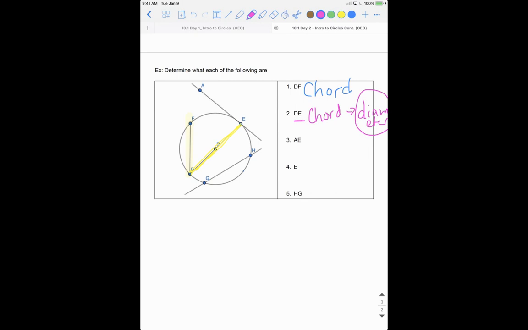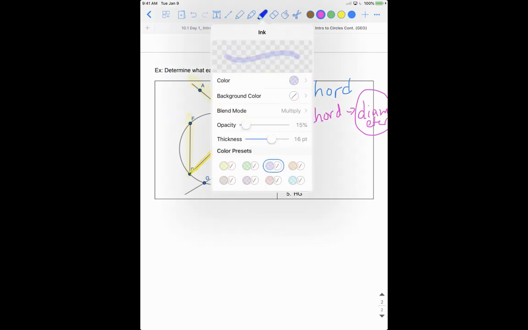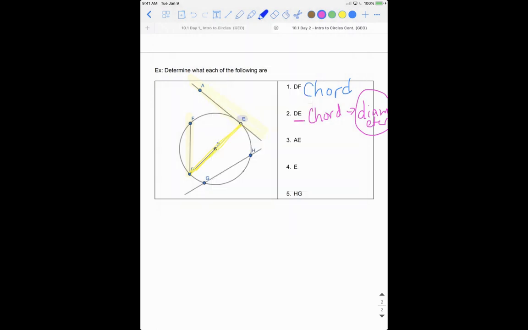All right, let's see what's next. AE. Okay, it's a line. It doesn't have the arrows on the end, but we consider that it continues on forever. And one thing to notice here is that it touches in just that one place, right? It doesn't intersect at multiple. So a line that touches the outside circle at just one place is called a tangent line.